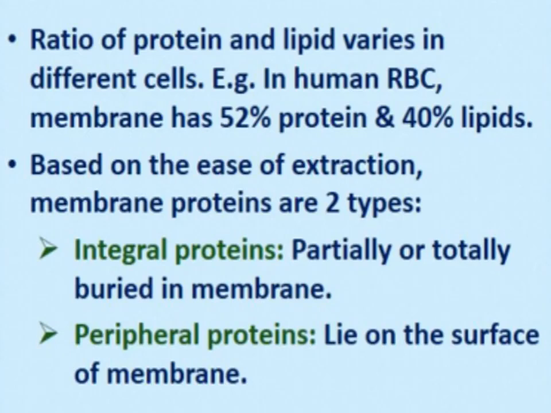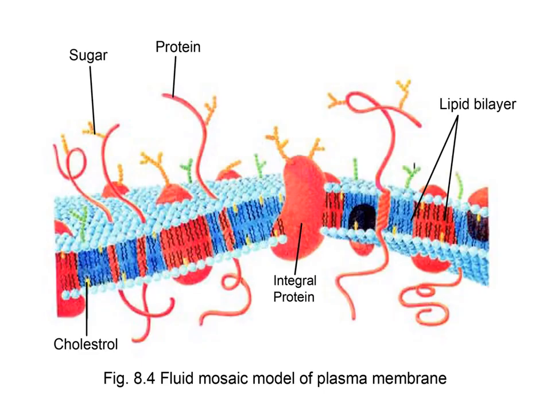So you can imagine for which proteins it will be easier to extract. Because integral proteins are partially or totally buried in the membrane, it will be difficult to extract these proteins, right? While peripheral proteins will be easier to extract because these lie on the surface of the membrane, right? So these two types of proteins are there.